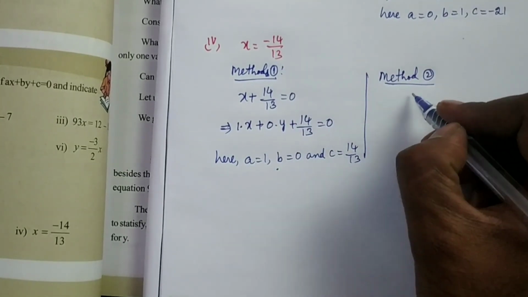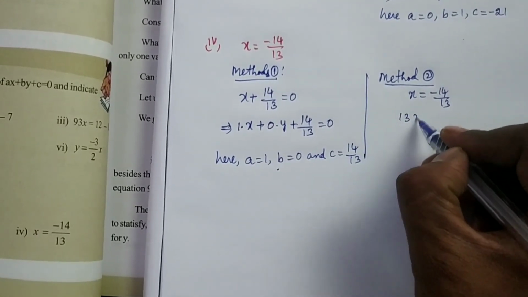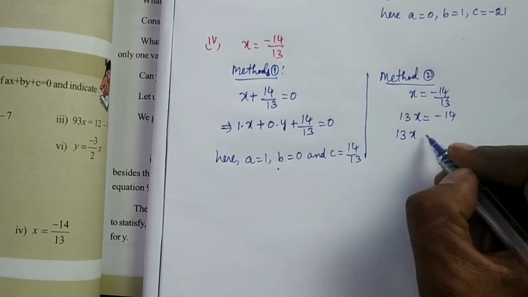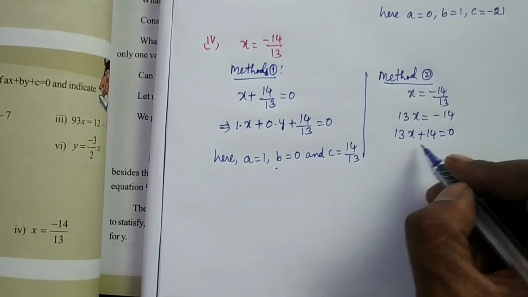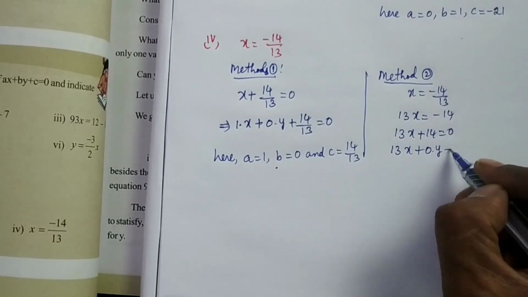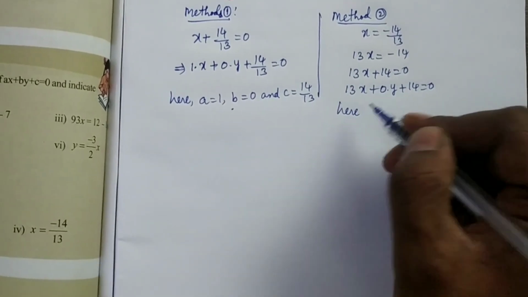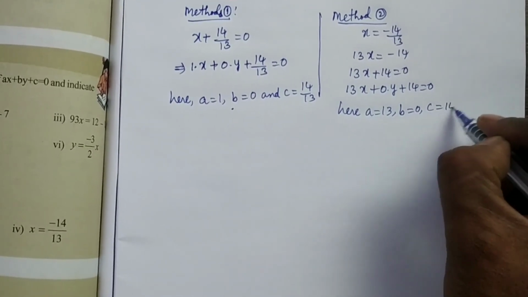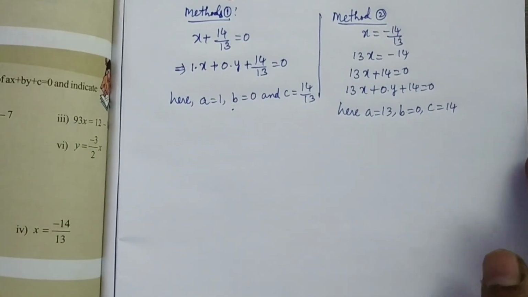Method 2, that is, the given equation is x is equal to minus 14 by 13. Send 13 this side, then it will be 13x is equal to minus 14. So send minus 14 this side, 13x plus 14 is equal to 0. Here the y term is not there, so in the place of y you can write 0 into y. So 13x plus 0 into y plus 14 is equal to 0. So here a is equal to 13, b is equal to 0, and c is equal to 14. So this is method 2. So problems 1 and 2 are over.